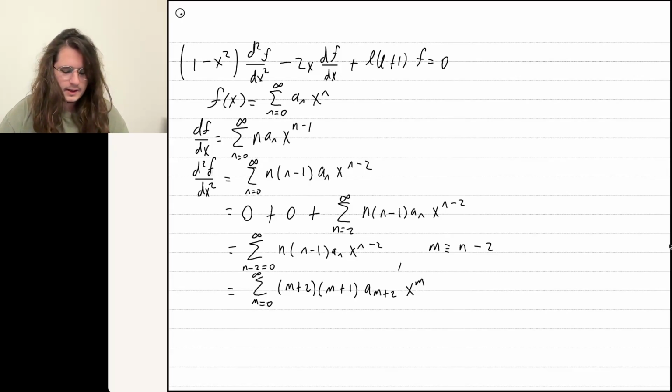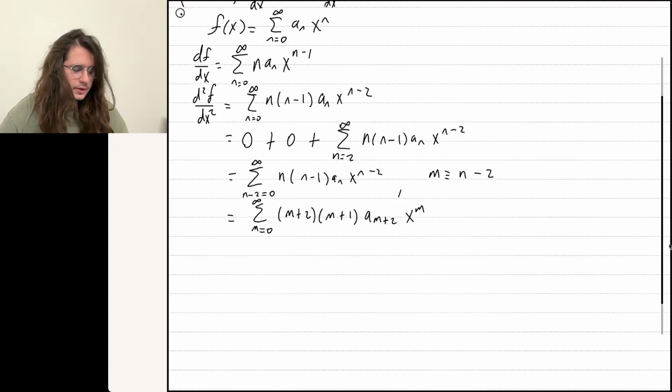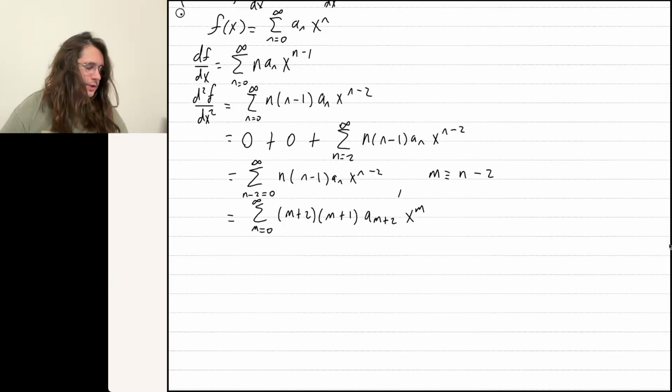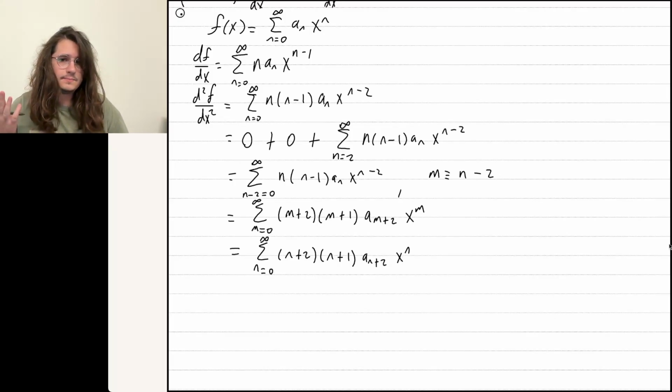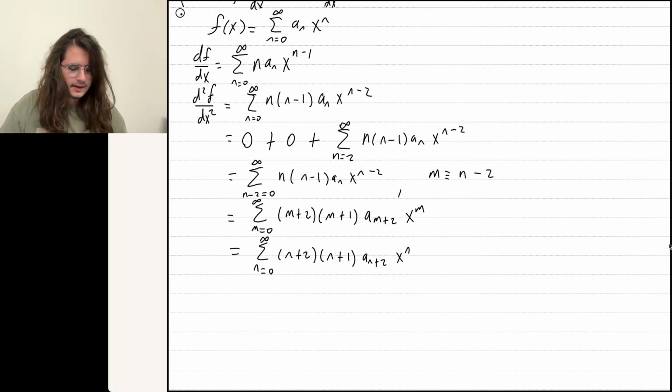Fantastic. And then at this point, you can quote Shakespeare and say, what's in a name? That which we call an m by any other name would smell as sweet, especially if we called it n. So you can write this instead as n plus 2, n plus 1, a sub n plus 2, and x to the n. And now we have a sum on n of x to the n again.